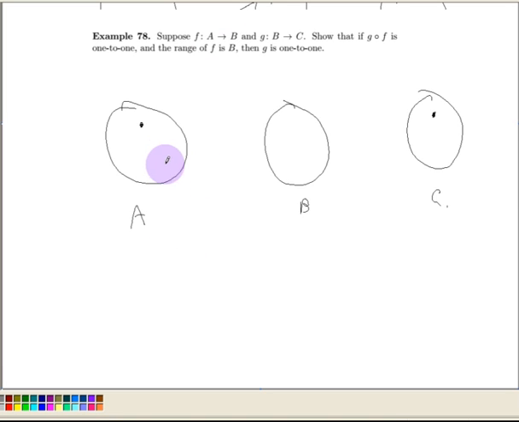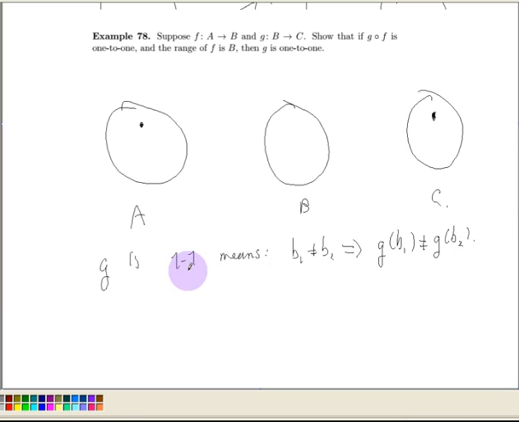One way is to show that if you have a point here and you have two elements mapping to that point, then those two elements must be the same. The other way to show it is that G is 1 to 1 means this. Let's see, G goes from B to C. So if B1 is unequal to B2, that implies that G of B1 is unequal to G of B2.